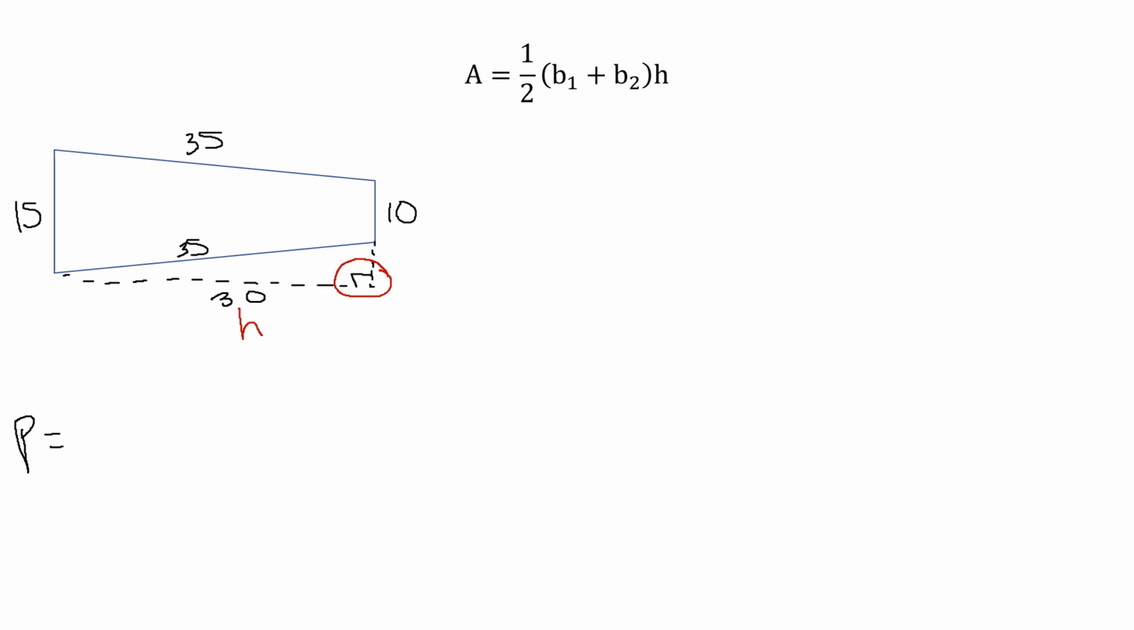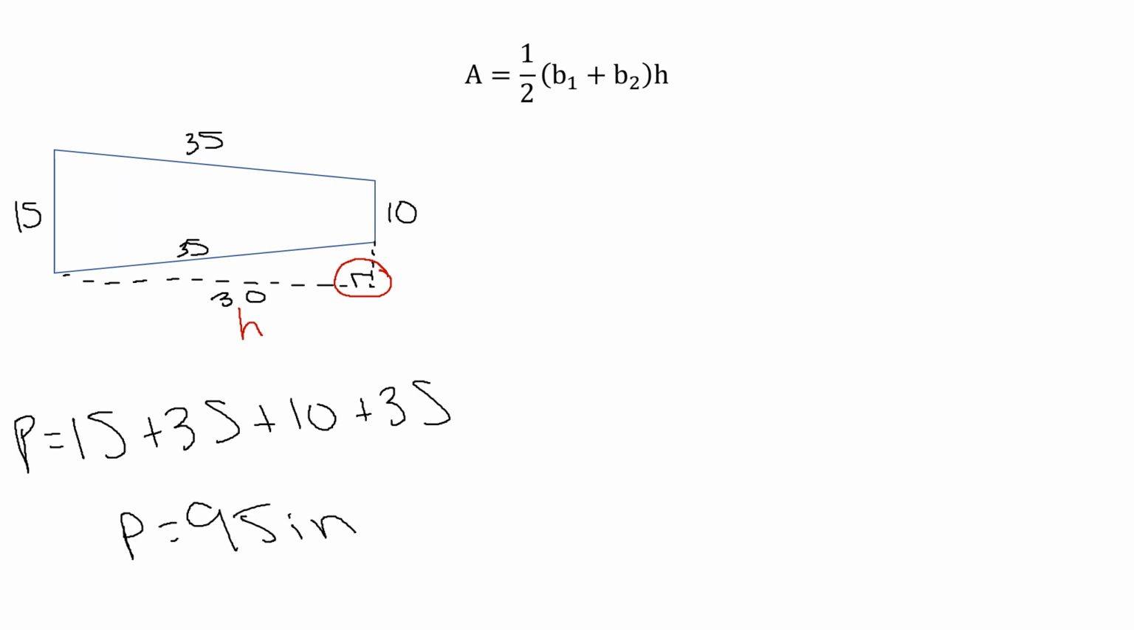For perimeter, we still add the outside edges of the shape. So I'm going to have 15 plus 35 plus 10 plus 35. 15 plus 35 plus 10 plus 35 is 95. And because it's perimeter, let's call it inches again, it's just going to be inches plain. Area, we just plug in our stuff.